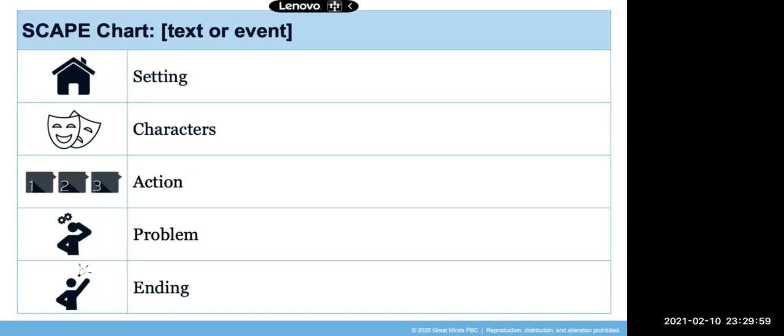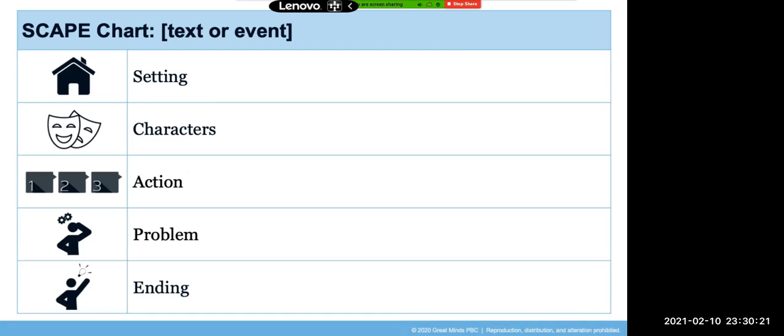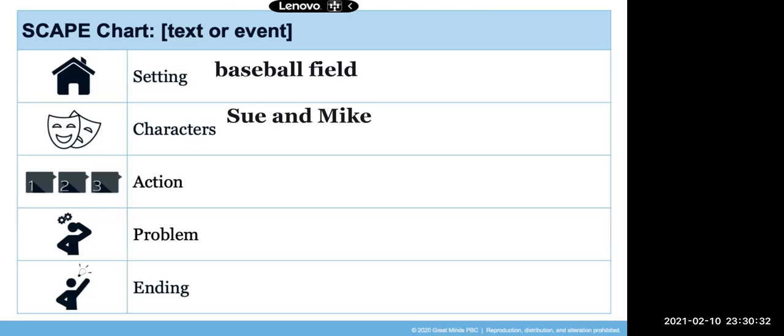own narrative. For example, when I was a little girl, I used to like to play baseball in my neighborhood. I can use the scape chart to help me tell the story and to plan out my writing. When I think back on one game in particular, I can picture it in my mind. And I picture us on the baseball field, and it's me and my brother. We brought our gloves, we brought the ball, but there was a problem.